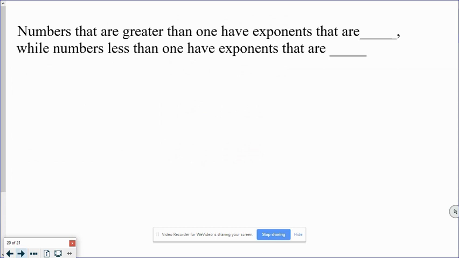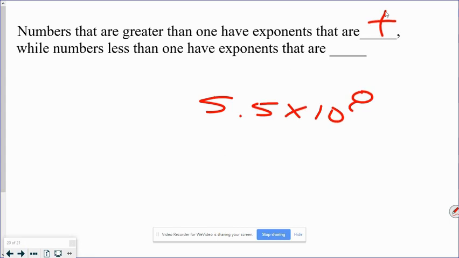Numbers that are greater than 1 have exponents that are positive. So 5.5 times 10 to the eighth. This is a positive exponent and therefore would be a number greater than 1. While numbers less than 1 have exponents that are negative. So if I put a negative sign there, would mean we have an extremely small number.